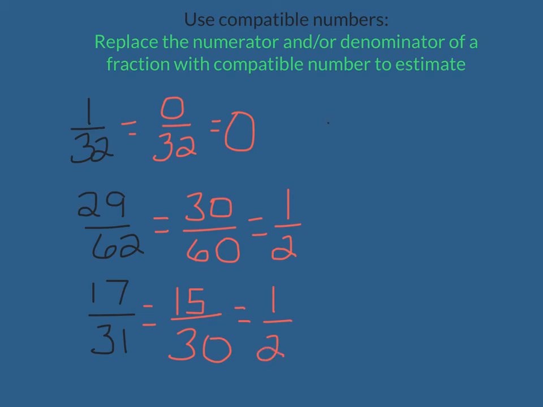I could also take a look at 76/78. Now that is just 2 digits apart there. 76, I'm going to leave that 76. I could estimate that 78 to a 76 for a compatible number, and that would equal 1. So that's another way that you can take a look and figure out if a fraction is close to 0, 1/2, or 1.